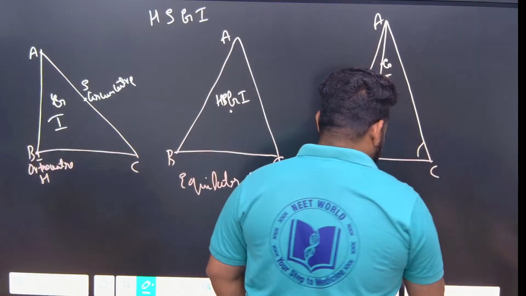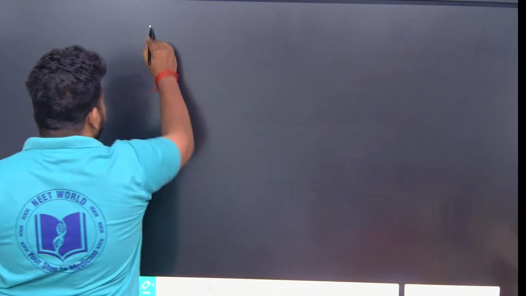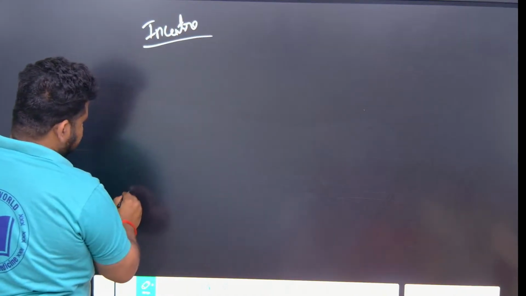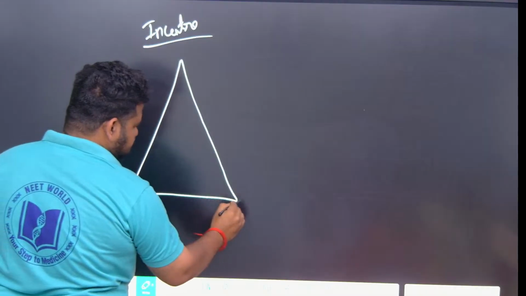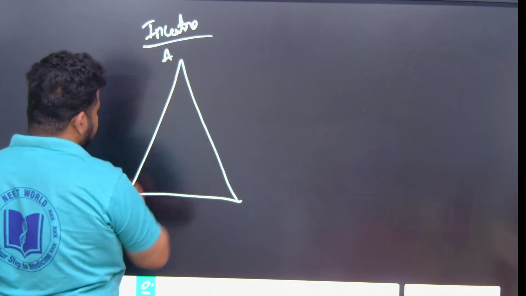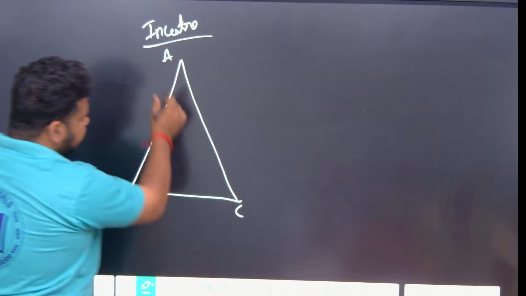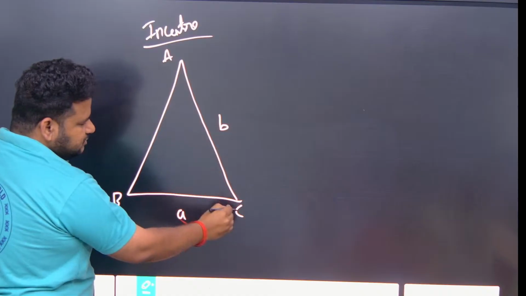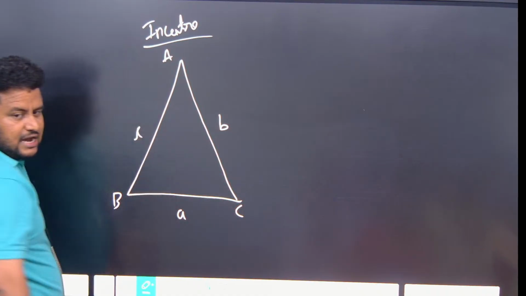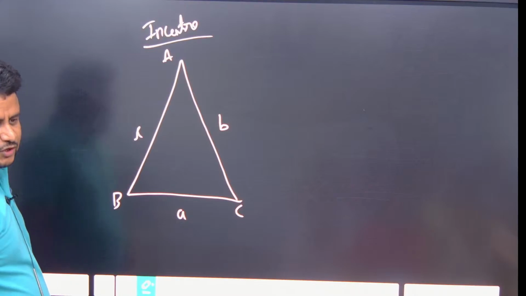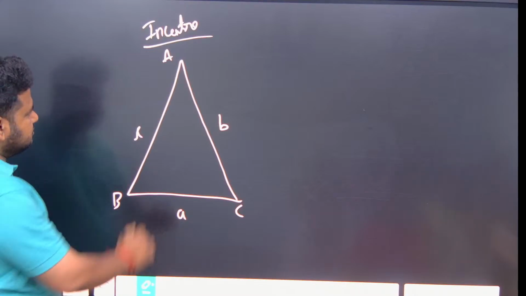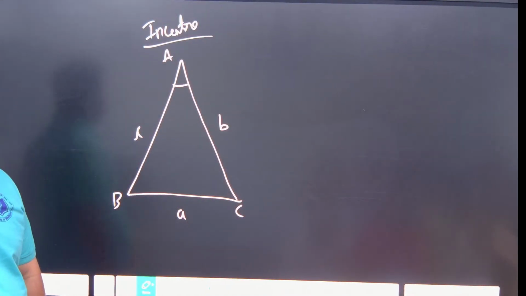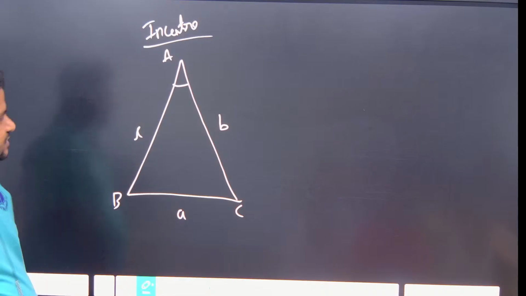So see here, some more important information about the incenter. This may be any triangle: isosceles, equilateral, whatever. Opposite to A, this will be side a. Opposite to B, this will be side b. Opposite to C, this is side c, small c. I am talking about the lengths of the sides. Suppose this is an angle, and I told you the incenter is the point of intersection of the angular bisectors.